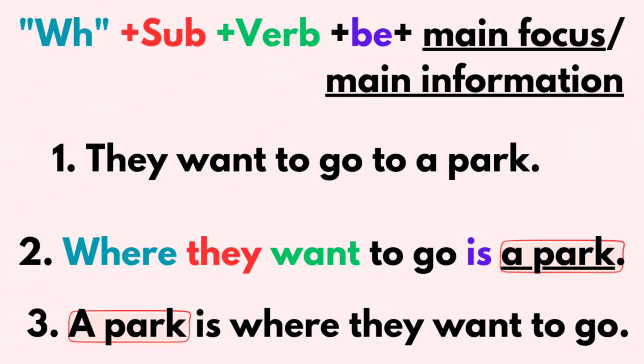See another example. They want to go to a park. Yeah, this is fine. I mean, they want to go to a park which is near to them, whatever it is. Look at the next two sentences. So instead of using what, I have used where. Where they want to go is a park. A park is where they want to go. These two are alternative sentences.